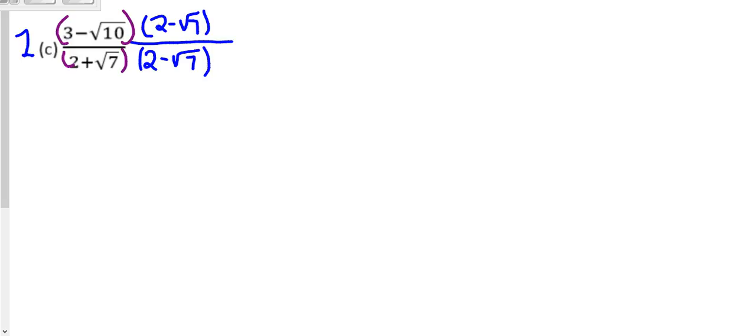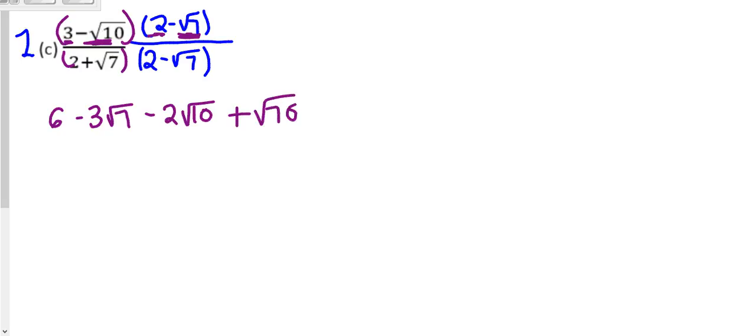So let's start with the top. Let's distribute the 3. 3 times 2 is 6. 3 times negative square root of 7 is negative 3 square root of 7. Now let's distribute the negative square root of 10. Negative square root of 10 times a positive 2 is negative 2 square root of 10. Negative square root of 10 times a negative square root of 7 is a positive square root of 70.